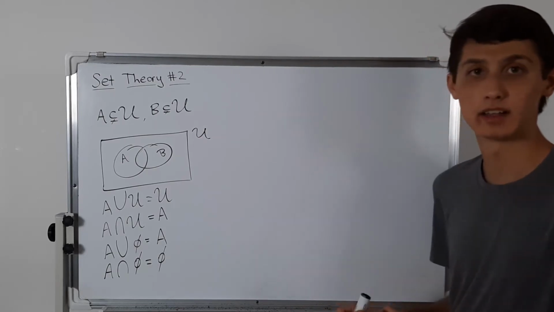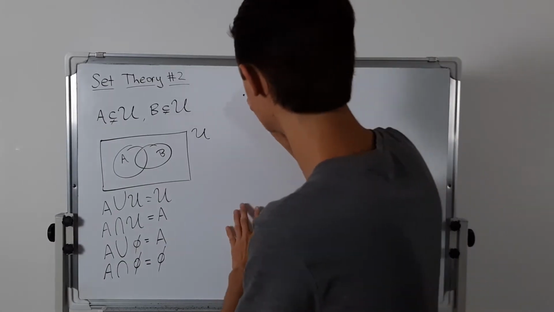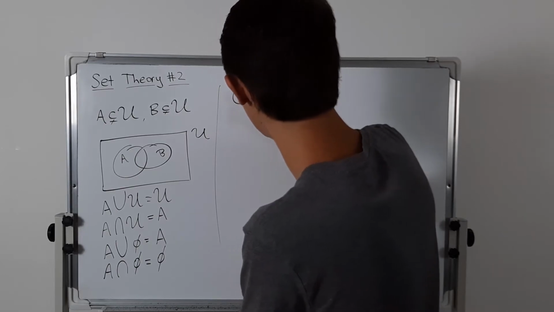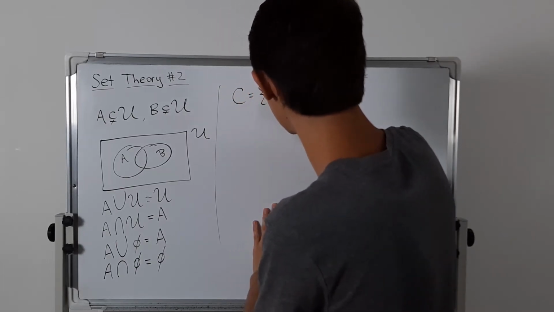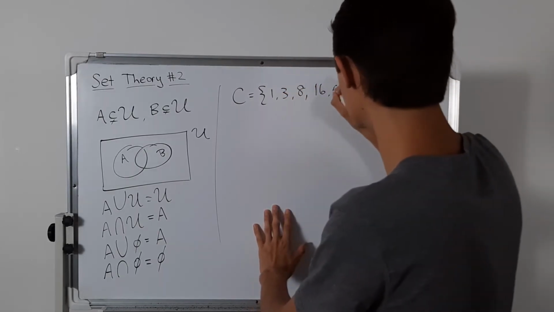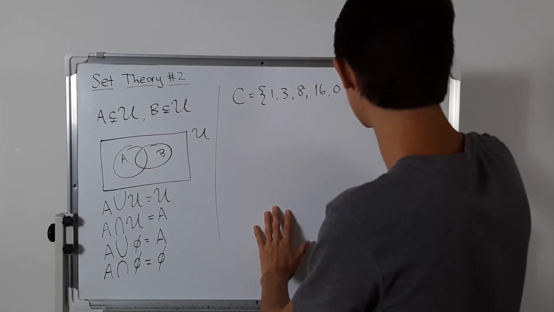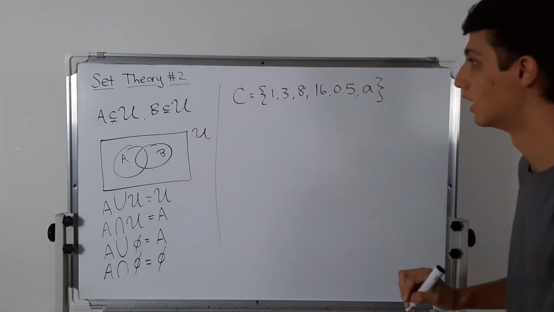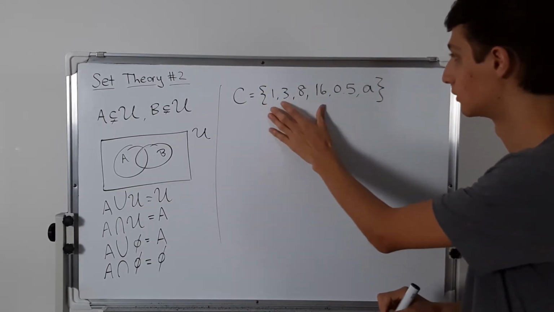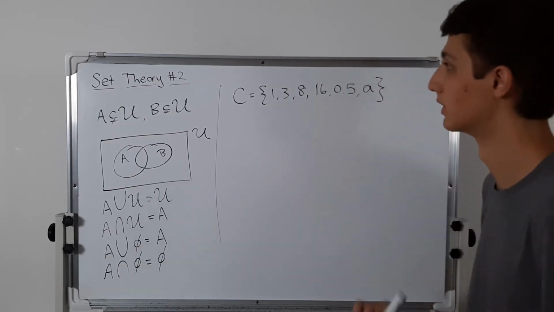Okay, now I want to discuss the cardinality of sets. So the cardinality basically measures the size. So if we have a set C, which is equal to 1, 3, 8, 16, and then I can have a 0.5 and A, just some weird random element A, okay? This is just a collection of random things. I have some whole numbers, I have a 1/2 here, I have a variable, just random things.